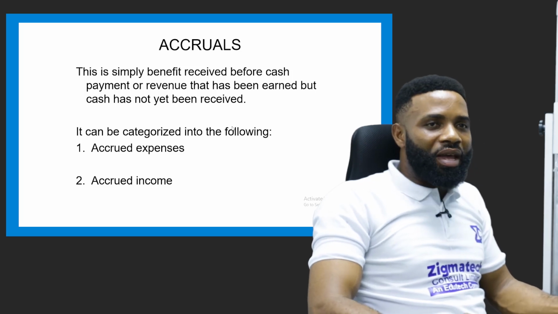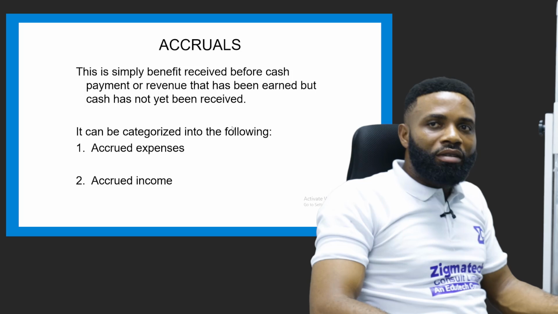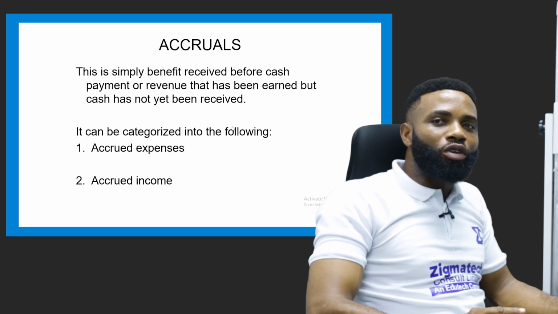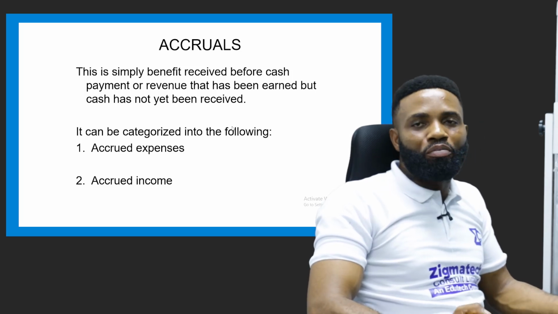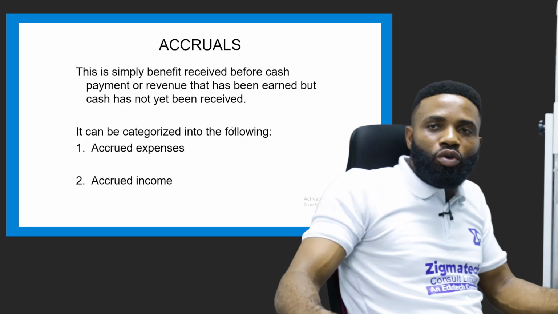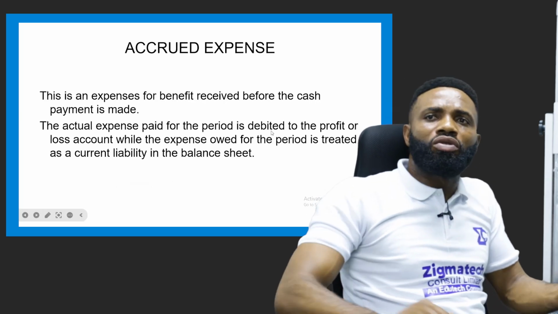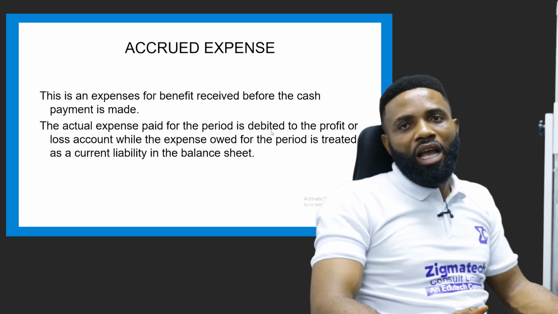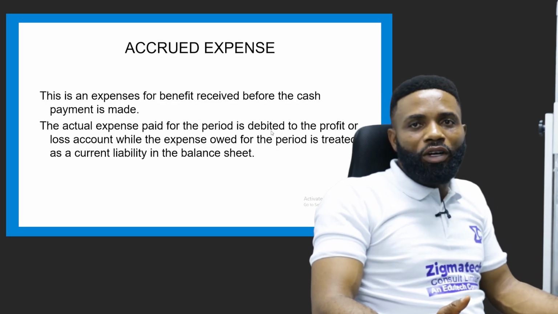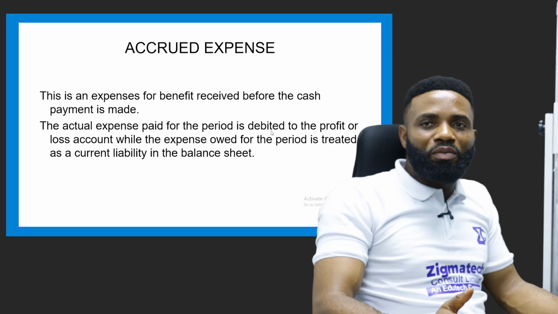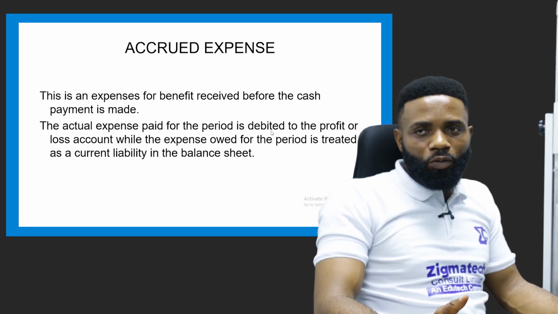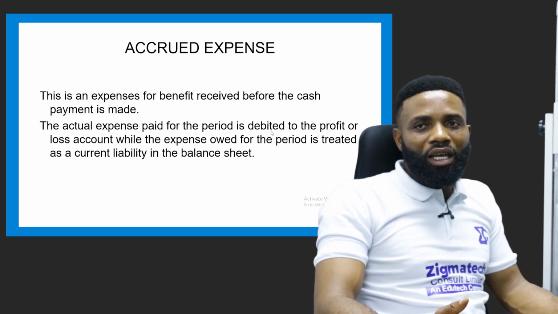It is either a benefit you have enjoyed but have not paid for, or an income for services you have rendered but they have not paid you. So it is categorized into accrued expenses and accrued income. Let's quickly look at what an accrued expense is. These are expenses for benefit received before the cash payment is made. The actual expense paid for the period is debited to the profit or loss account, while the expense owed for the period is treated as a liability in the balance sheet.